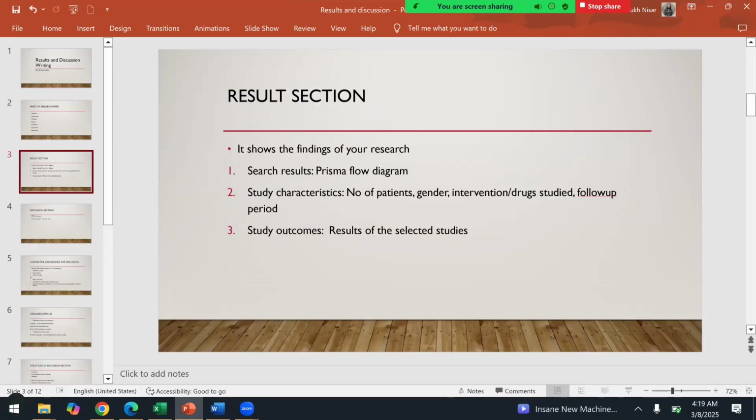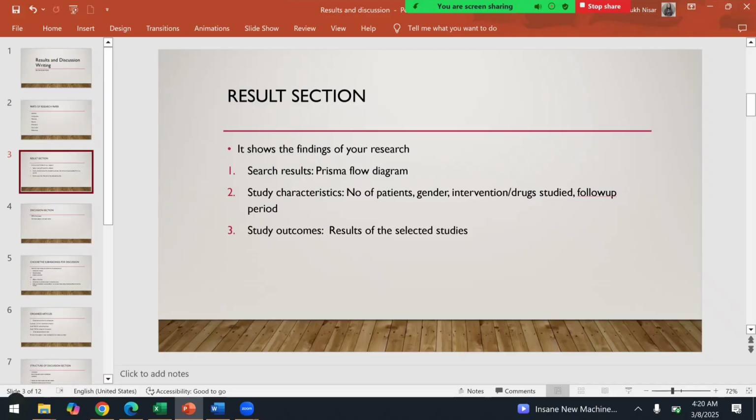So in the results section, one is the Prisma flow diagram that shows your research strategy, how many articles you had, how many you excluded, and why you excluded them. You have to tell the reasons.